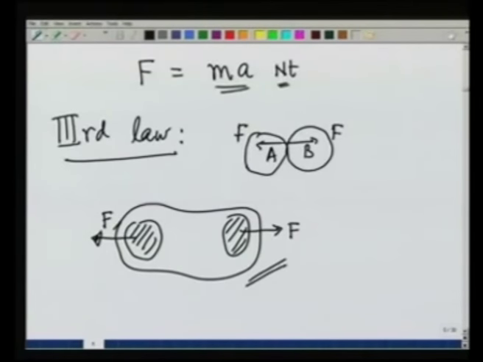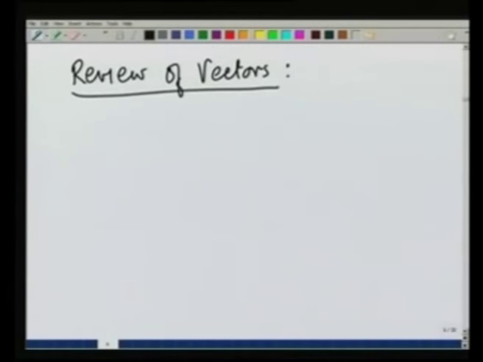Having given these preliminary discussions of Newton's laws, of which we will mostly be using the third law in the statics part and the second and third laws in the dynamics part, let us now start with a review of vectors, because we will be using vectors extensively to represent forces, velocities and things like those. So, it is a good way to start this course by reviewing what we know about vectors.